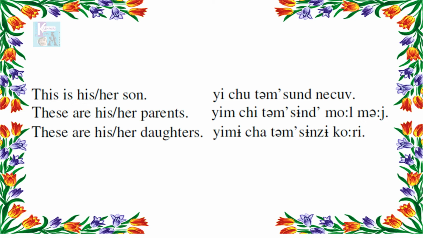Remember, when you are referring to plural words for a third person, you use temsund, temsind, or temsinz. We use temsund because you are referring to son. Son is a masculine noun. Temsind is used because we are referring to mol and maj, which is parents. And temsinz, kore. Kore, daughters in this case, is feminine. That's why we use temsinz.